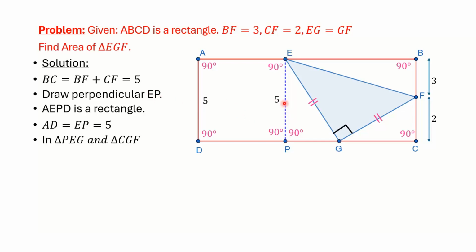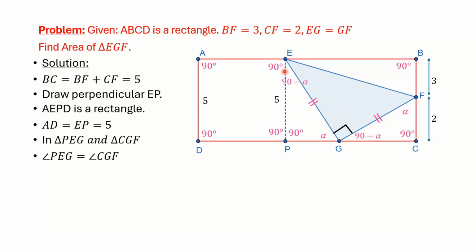Now let us consider this triangle and this triangle. So this is triangle PEZ, and CGF. So CGF is this triangle. Now in these two triangles, angle PEZ is equal to angle CGF. So this is PEZ and this is CGF. So this angle and this angle are equal.